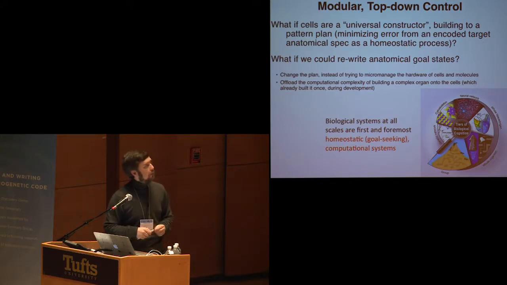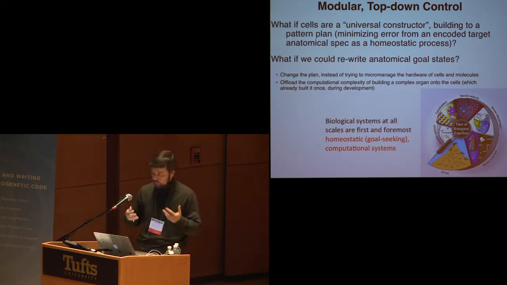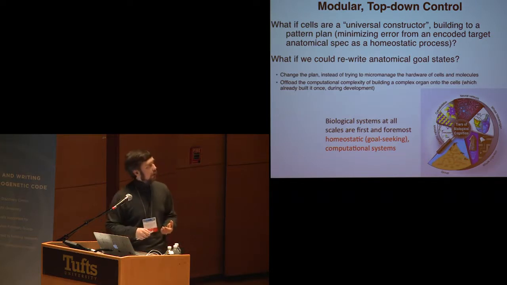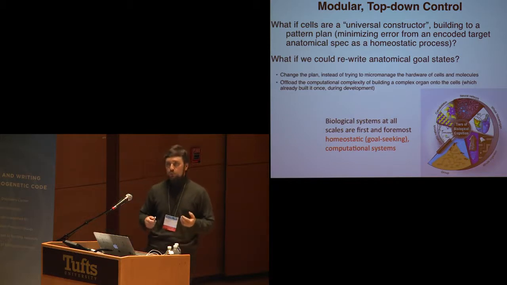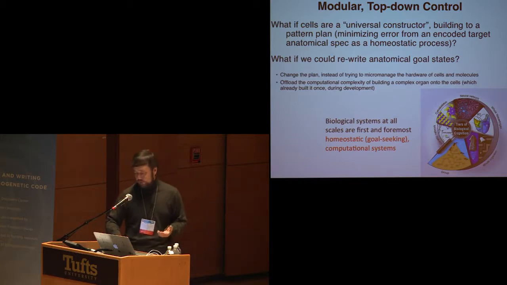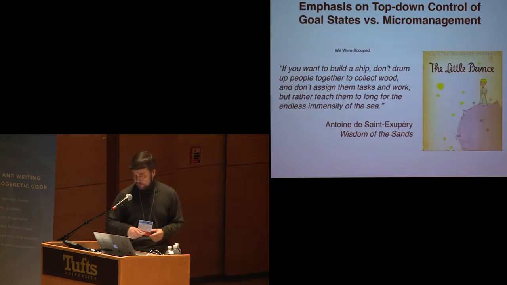And I think this is a powerful strategy, because biological systems at all scales, from chemical networks to subcellular systems to whole animals to even swarm organisms like ants, are fundamentally homeostatic, goal-seeking computational systems. If we can rewrite the goal, we might be able to achieve a lot of progress that currently eludes us.